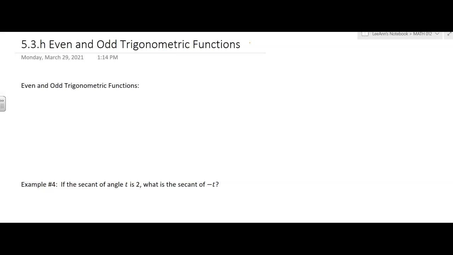Okay, so let's talk a little bit about even and odd trigonometric functions. So remember, when you have a function and you evaluate it at the opposite of that, and it doesn't change, then it's an even function. But if you evaluate it and it comes out to be the opposite of f of x, then it's an odd function.